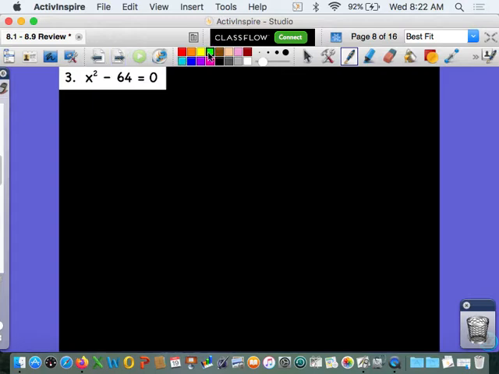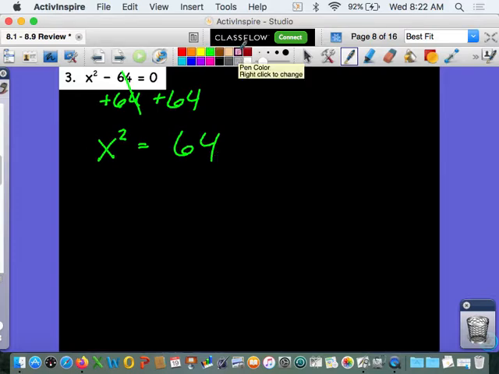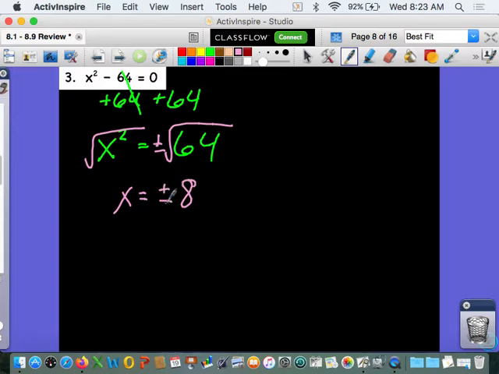How do I get the x squared by itself? Add 64. When I add 64 to both sides, I have x squared equals 64. Now what? Take the square root of both sides. What goes in front of that square root of 64? Plus or minus. So x equals what? Plus or minus 8.